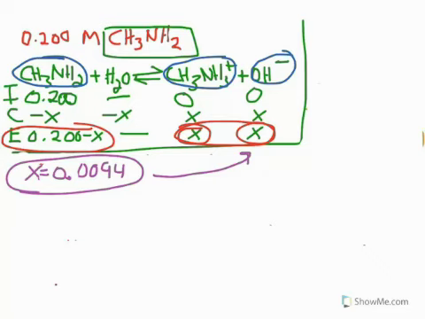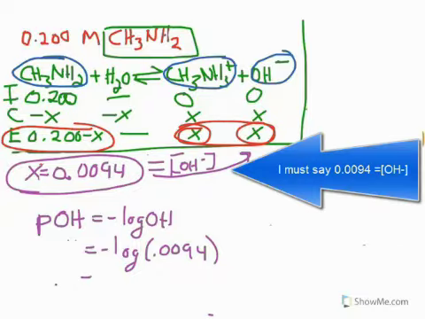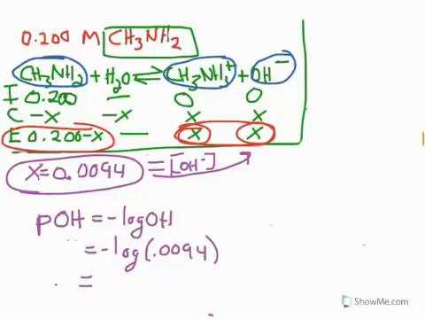That's what we're after. So I'm going to do it this way. There are many ways to do this. I'm going to say pOH equals the negative log of the concentration of OH, which is equal to the negative log of our x value, 0.0094. In fact, I probably ought to say up here that this is equal to the concentration of OH minus. So my pOH is the negative log of 0.0094.